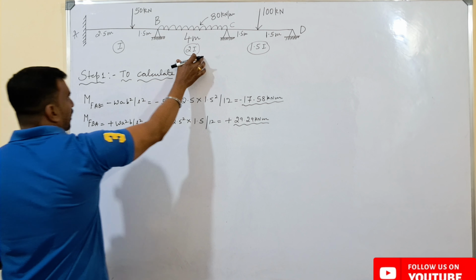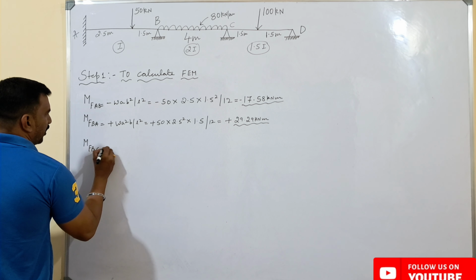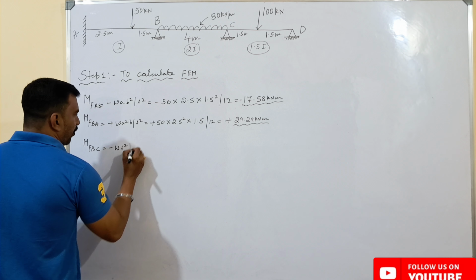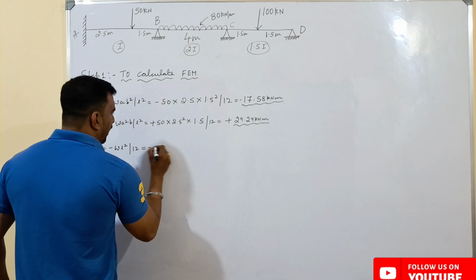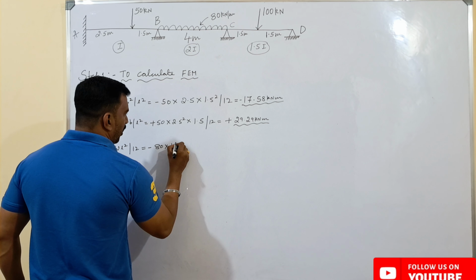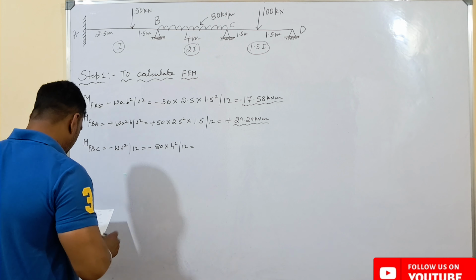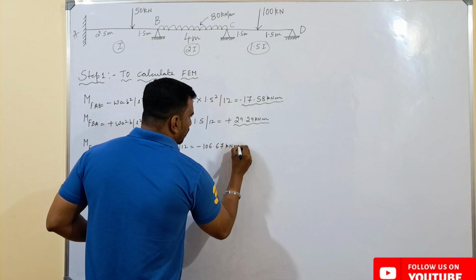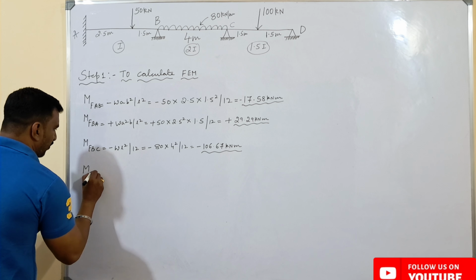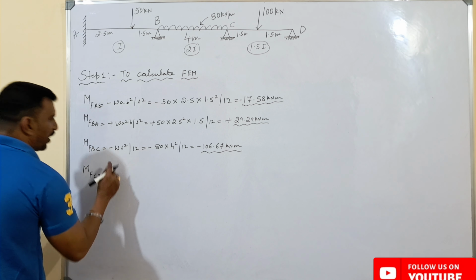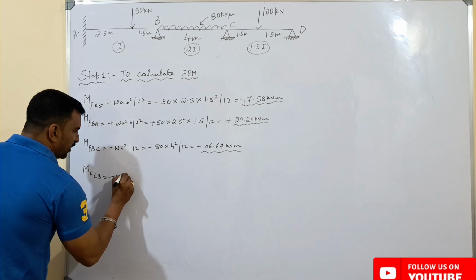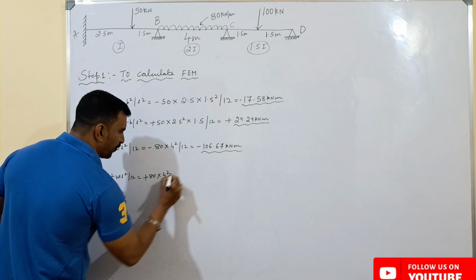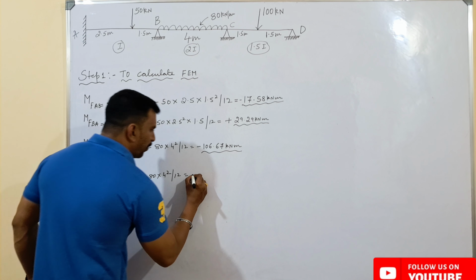Similarly, for span BC, fixed end moment from point B to C, since it is having a UDL, the formula is minus W L square upon 12, where W is 80. The total span here is 4 meters upon 12. So we are having a value of minus 106.67 kilonewton meters. Next, fixed end moment from point C to B, the formula remains the same, only the sign changes, that is plus W L square upon 12. W here is plus 80, the total span is 4 upon 12, which will be equal to plus 106.67 kilonewton meters.